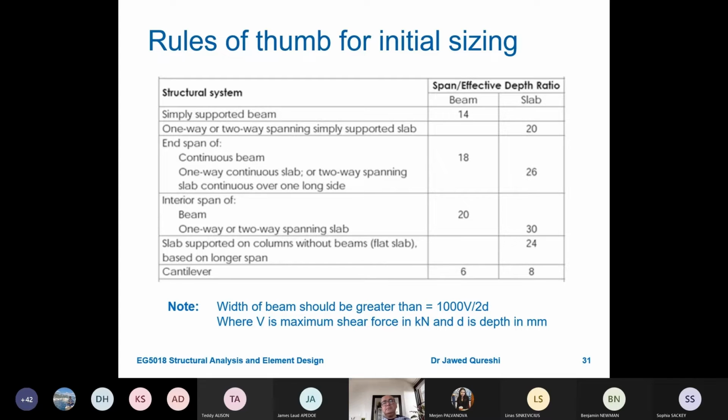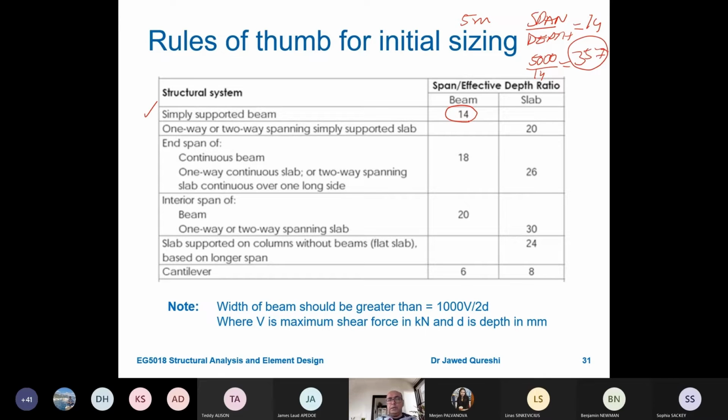Now the sizing in reinforced concrete is really controlled by the architectural requirements most of the time. We have these rules of thumb. First one is for a simply supported beam. The span to depth ratio is 14. So for example, if you have a span of 5 meters, span to depth is equal to 14. From here you can work out the depth: 5000 divided by 14 gives you 357.